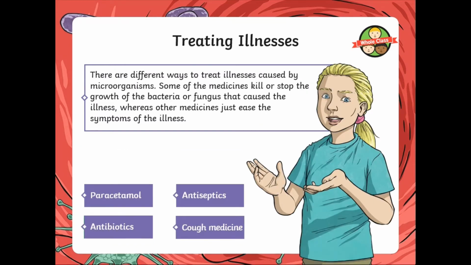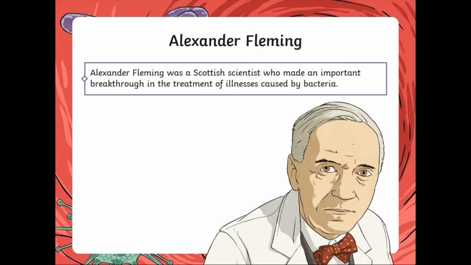And there's different ways to treat these illnesses caused by microorganisms. Some of these medicines kill or stop the growth of bacteria, whereas other medicines just ease the symptoms until it can be released from our body. So which of these 4 can help treat illnesses caused by microorganisms? Well, it is indeed antiseptics and antibiotics.